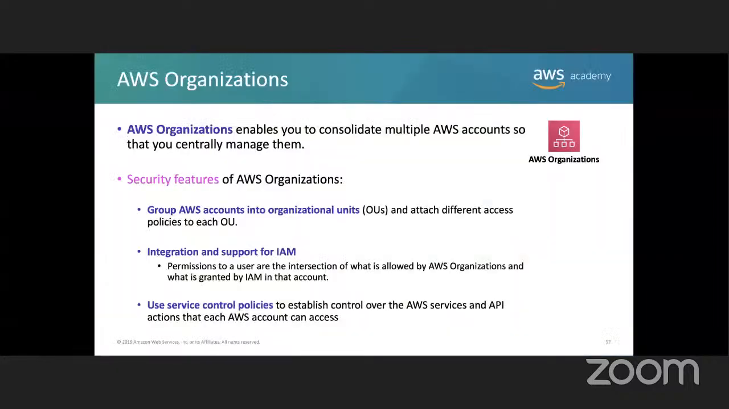Securing accounts. We have something called Organizations, okay? What Organizations does is enable you to consolidate multiple AWS accounts so you can centrally manage them. Security features of AWS Organizations: you can have multiple organizational units and you put the accounts inside, right? And those accounts are called member accounts.